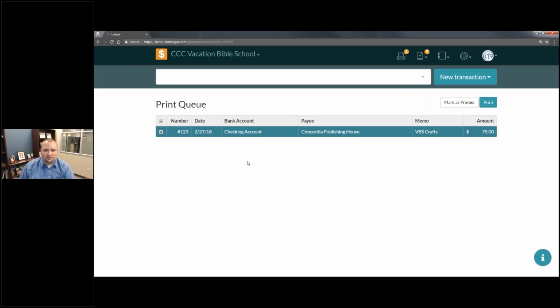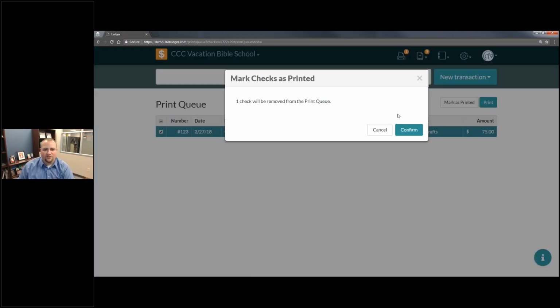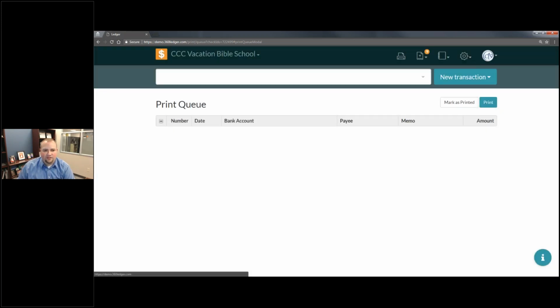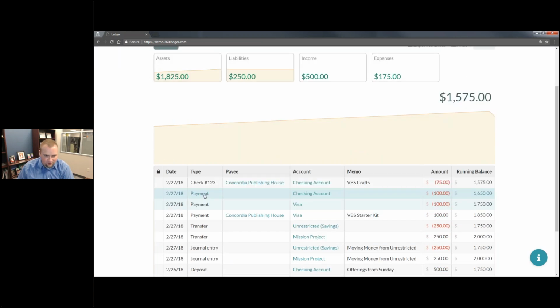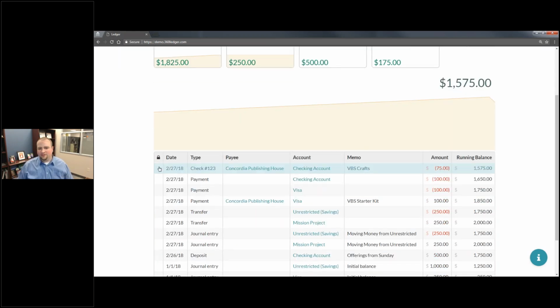All right, so I'm going to hit cancel here, just because I don't actually need to print it, and I'm going to mark it as printed to clear it out of the queue. One item will be removed from the queue. There we go. So when I go back here, you can see that now there's check 123, and we remove the not printed sign because it's already been printed. We don't have to talk about that anymore.